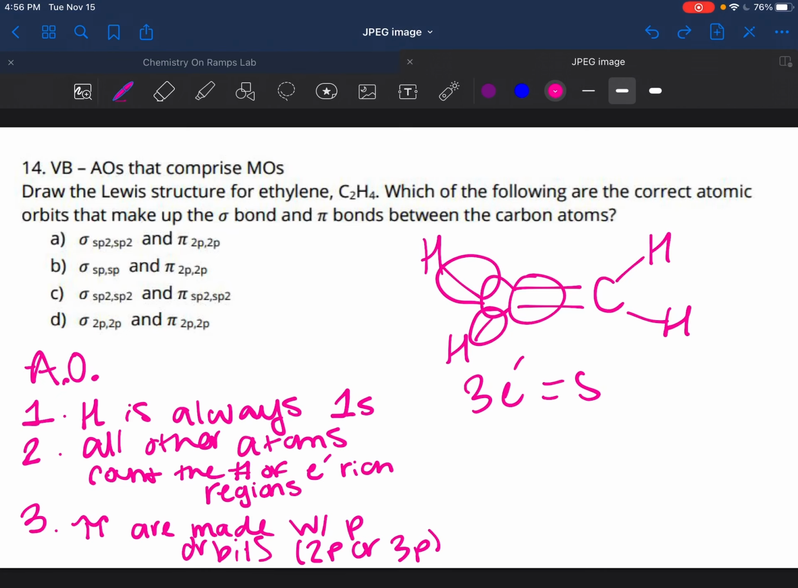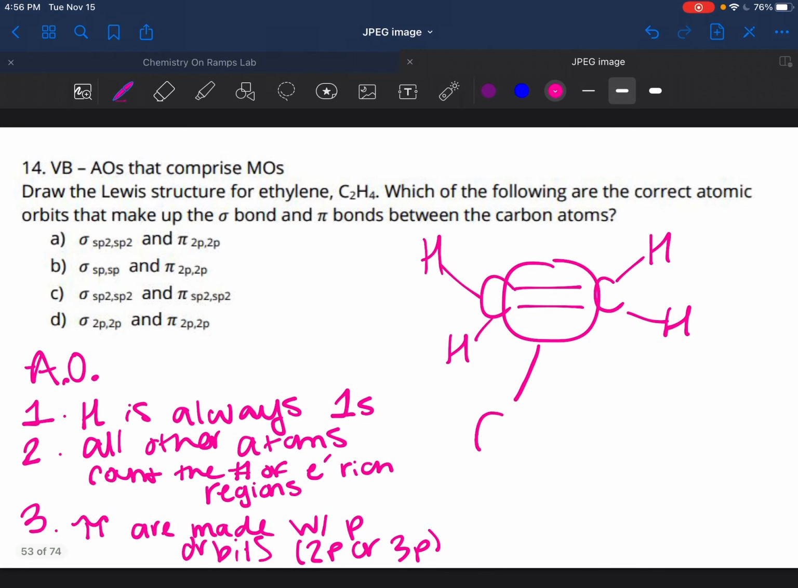So let's go ahead and answer this question. It's saying, which of the following are the correct orbitals that make up the pi bond and the sigma bonds between the carbon atoms? So between the carbon atoms, you have a double bond. That double bond is going to be a sigma bond and a pi bond. Remember, double bonds have one sigma bond and one pi bond. So we're going to match the correct atomic orbitals with the bonds. Okay?